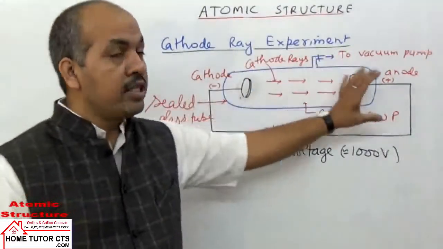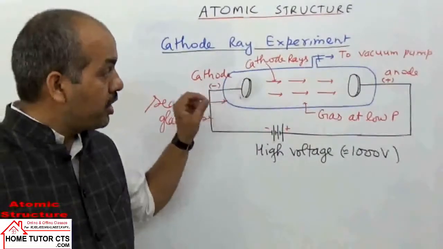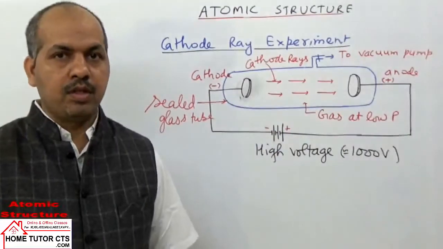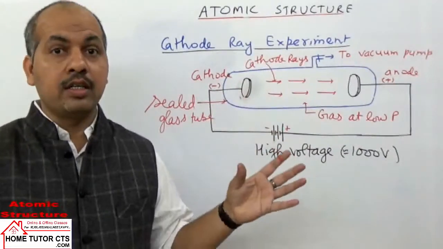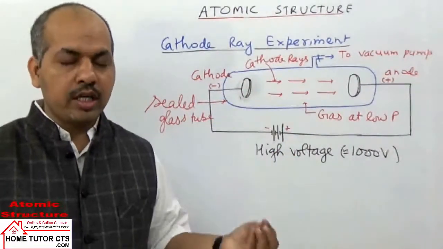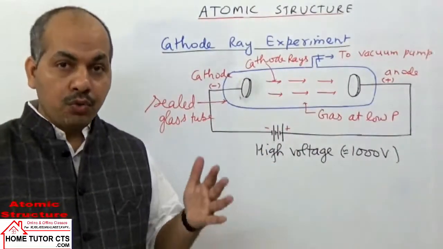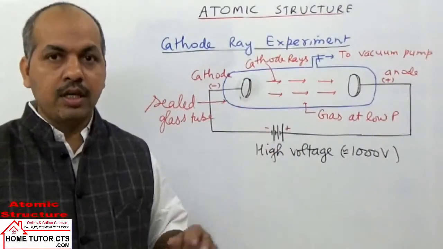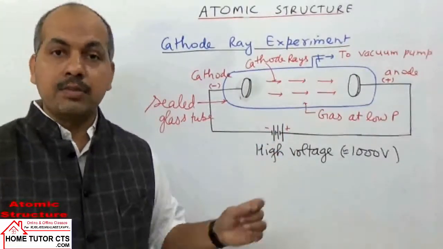This is the setup taken, a sealed glass tube, which we also call a discharge tube. In this discharge tube, we have taken the gas at very low pressure. Why? Because we know that gases are not good conductors, in fact they are poor conductors of electricity. So at normal conditions, through the gas at normal pressure, no flow of electricity is possible.